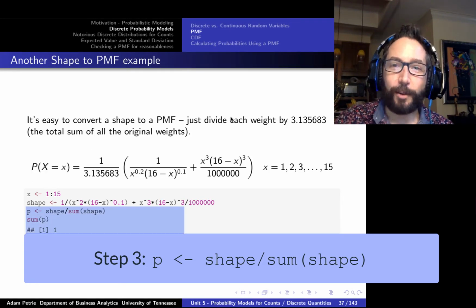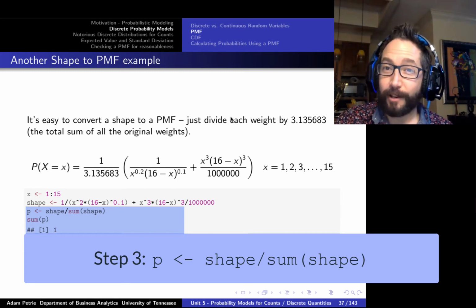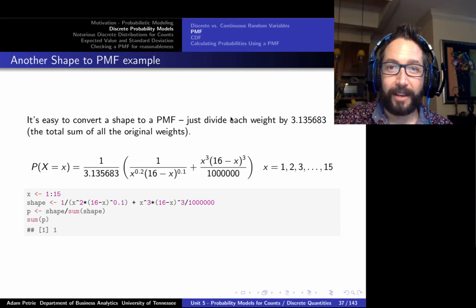All right, so doing that process, we see that P, left arrow, shape over sum of shape, does indeed equal 1 when we take the sum of the elements of P. So contained in P now, we have a nice valid PMF. And we can actually convert the equation that we're dealing with into an equation for a valid PMF by doing something very similar.